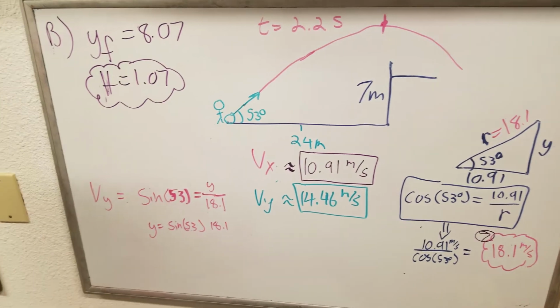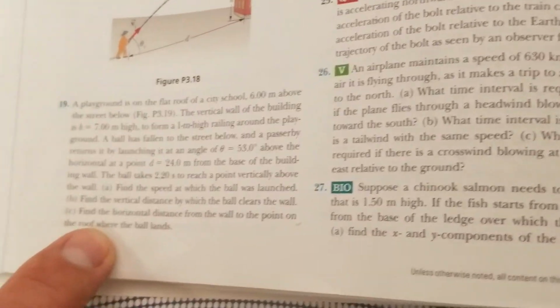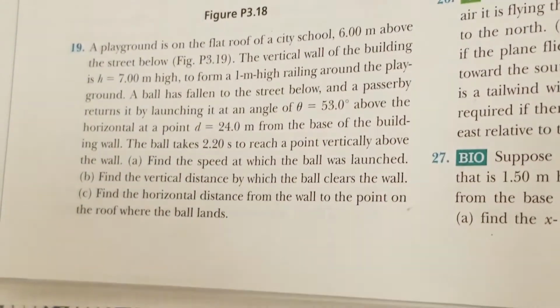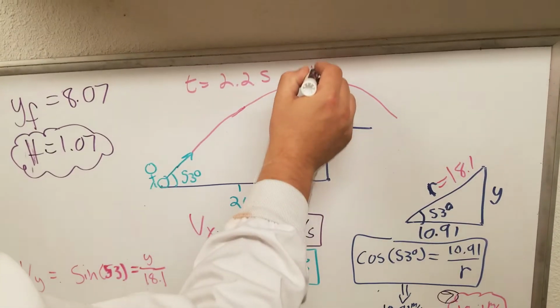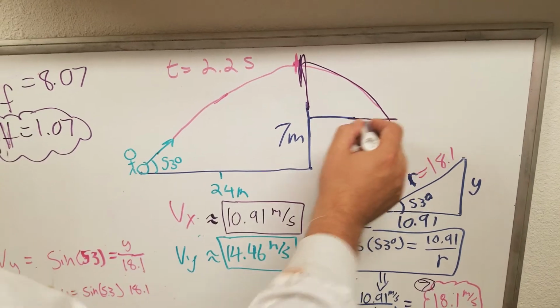We have question C. C says, find the horizontal distance from the wall to the point on the roof where the ball lands. So here we go. We've got the wall right here. We know that's where we're starting. We want to know where it's going to land over here. This is actually really simple.